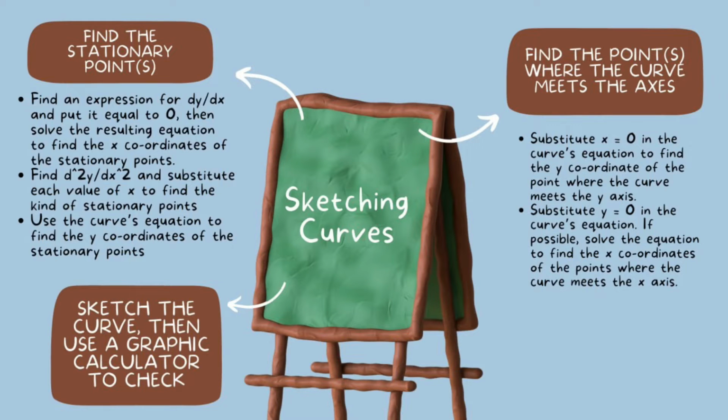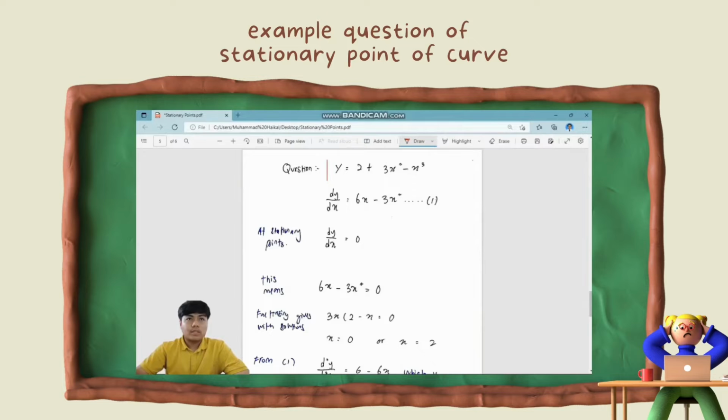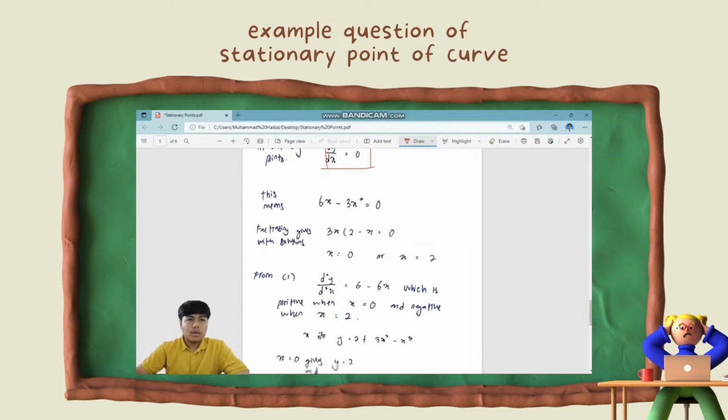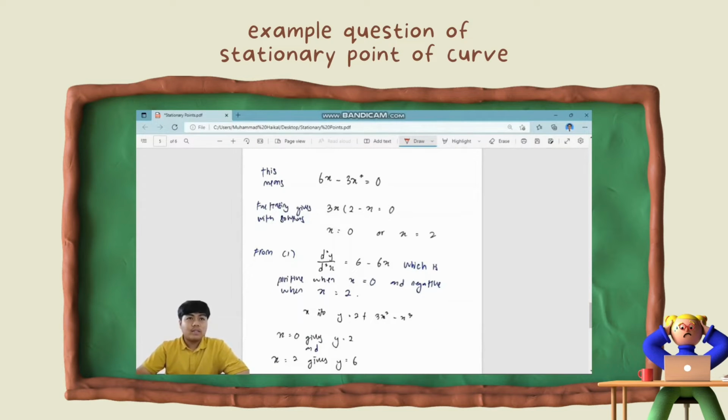Here are the steps in sketching a curve. So the question is y equals 2 plus 3x square minus x cube. So using the formula, dy per dx equals 6x minus 3x square. At stationary points, dy per dx equals 0. This means 6x minus 3x square equals 0. After that, we must factorize the 6x minus 3x square equals 0.